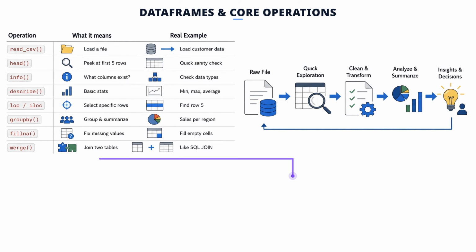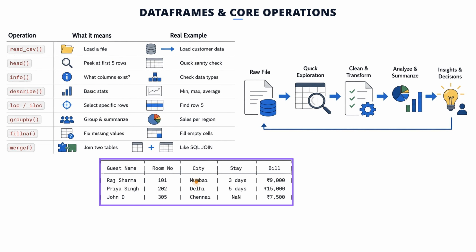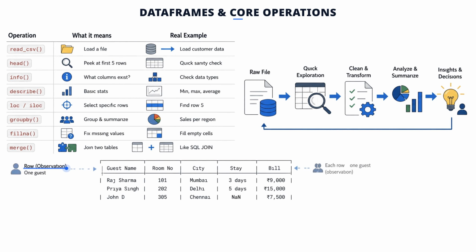Down here, we have a sample hotel booking register. In Pandas, each horizontal row is an observation, meaning it represents one specific entity. For instance, this first row is a single observation detailing Raj Sharma's stay in room 101.